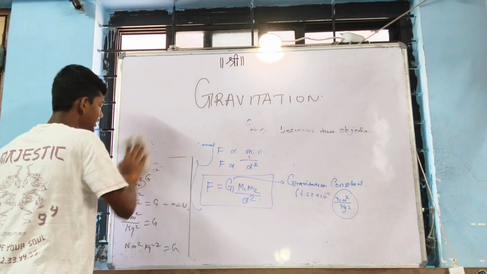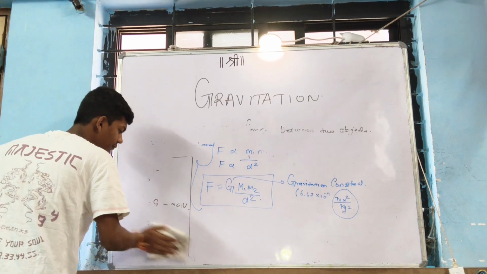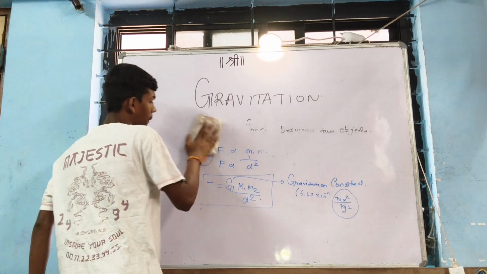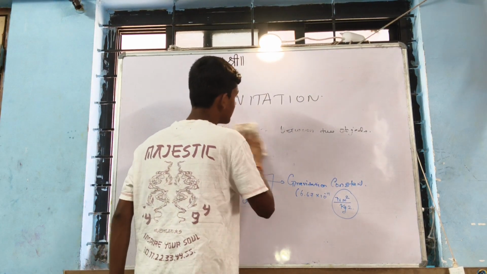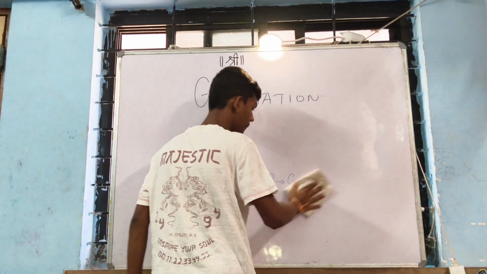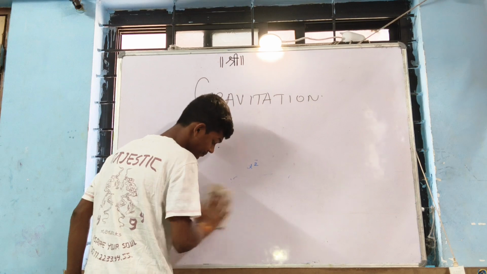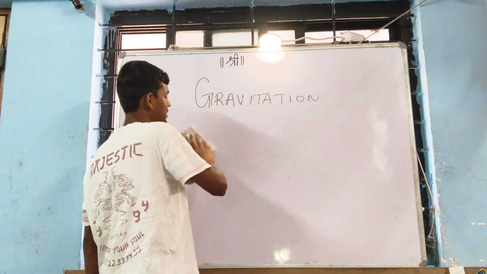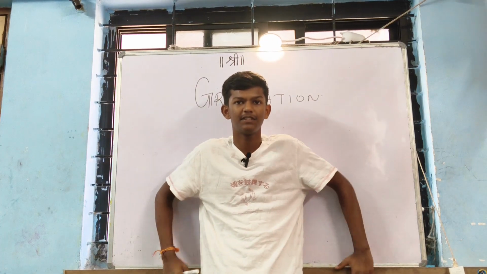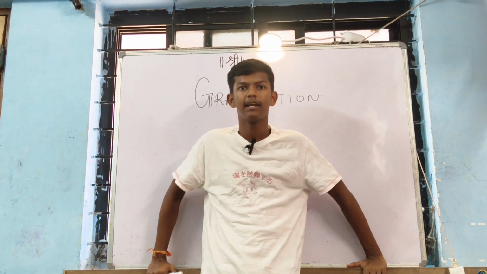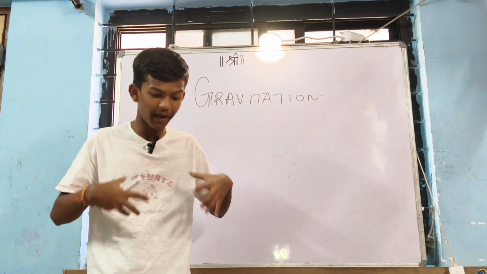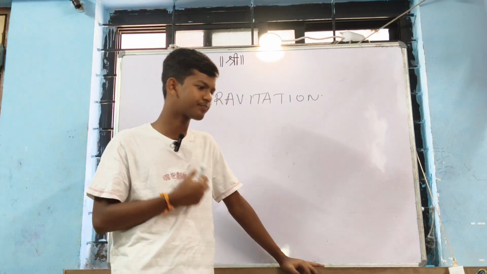Free fall is nothing but the gravitational force acting on an object, in which the earth itself attracts the object. This is known as free fall. If a body is attracted by the earth, if I jump, my body is attracted by the earth. It is known as free fall.